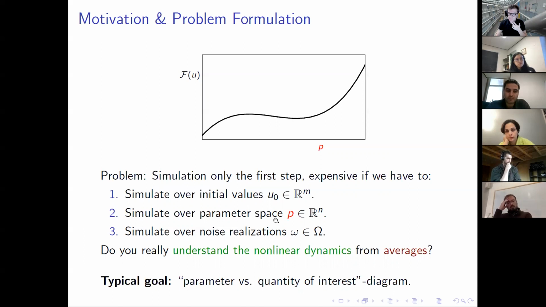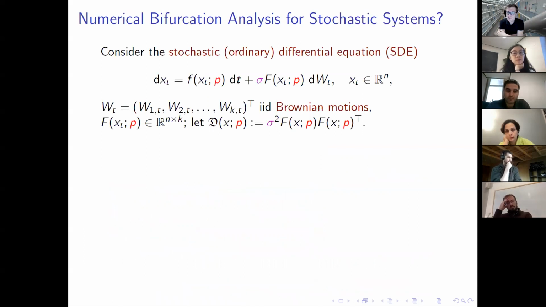How to do that? Well, let's start with stochastic ordinary differential equations to illustrate the problem. So let's take an SDE. We have our normal ODE plus some stochastic forcing. I will assume, for simplicity, IID Brownian motions, and then some potentially multiplicative noise. And I will define D, a standard diffusion tensor or diffusion matrix. And then the question is, what can you do with these?